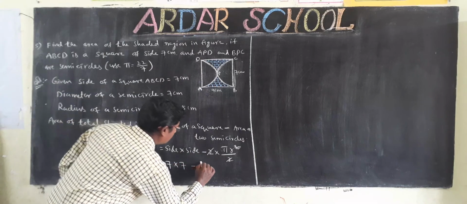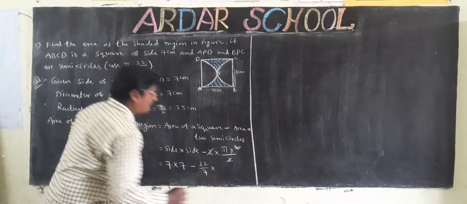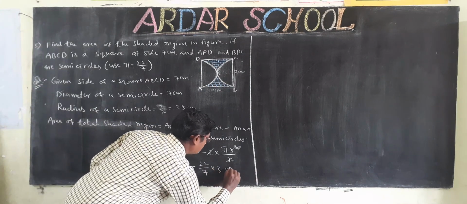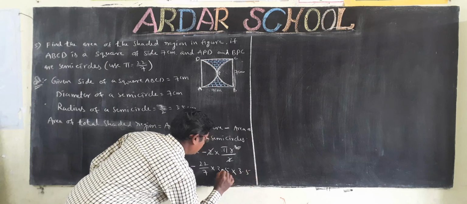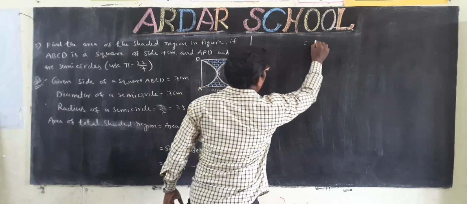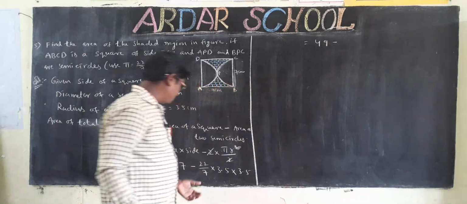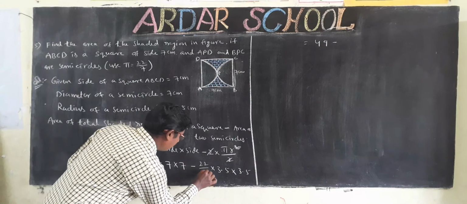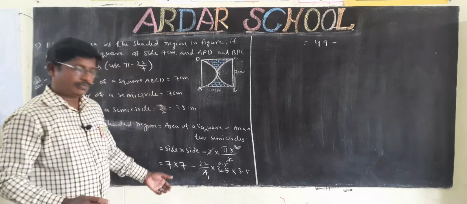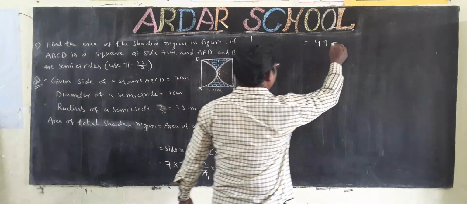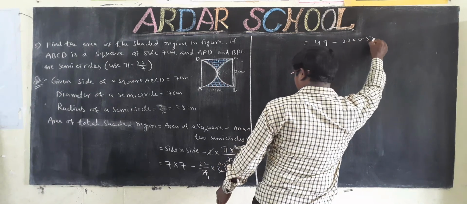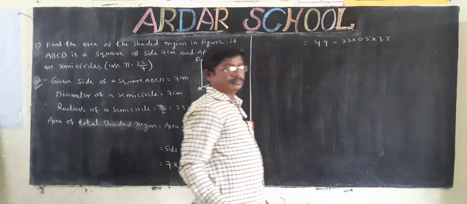What is the value of pi? 22 by 7. Here the radius is nothing but 3.5. So 3.5 into 3.5. Simplify this: 7 into 7, sevens are 49, minus, here 7 ones are 7, 7 into 0.5, 7 fives, that is 0.5. Now we have to multiply 22 into 0.5 into 3.5.